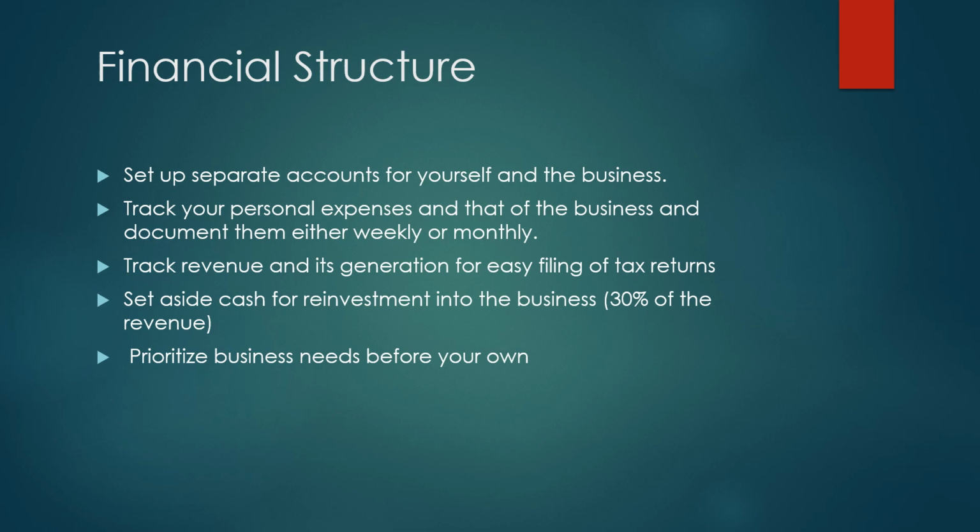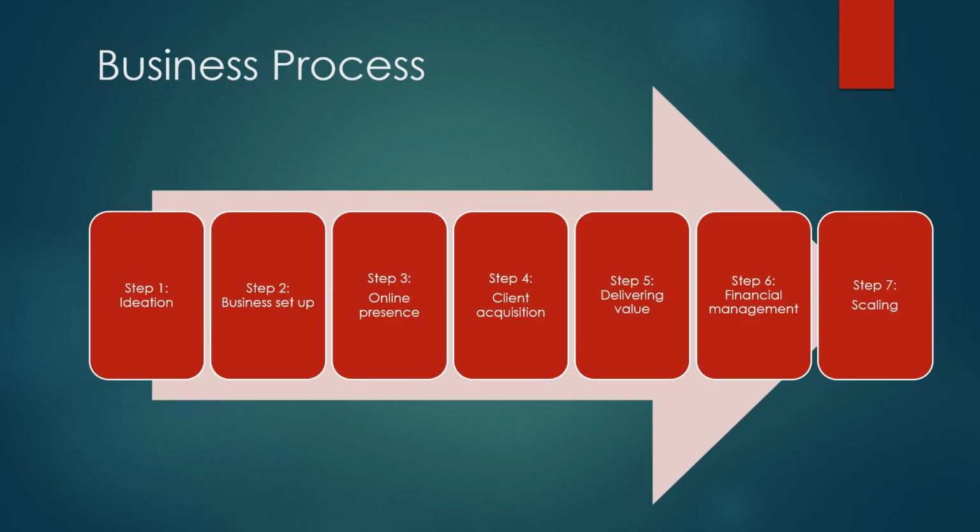Okay, now let's move to the business process. For our system, we have simplified it into 7 steps. The first step is ideation, the second one is business setup, then the third one is setting up an online presence. The fourth one is acquisition, then delivering value, step 6 is financial management, and step 7 is scaling.